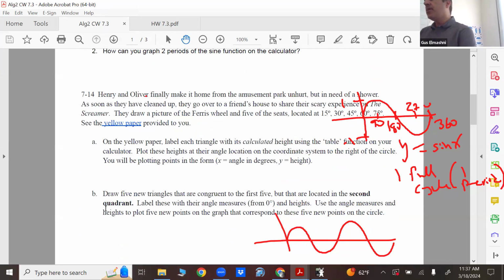Hit window. Yeah, hit window. Yeah, you see max? Choose 720. All right, let's look at 714.